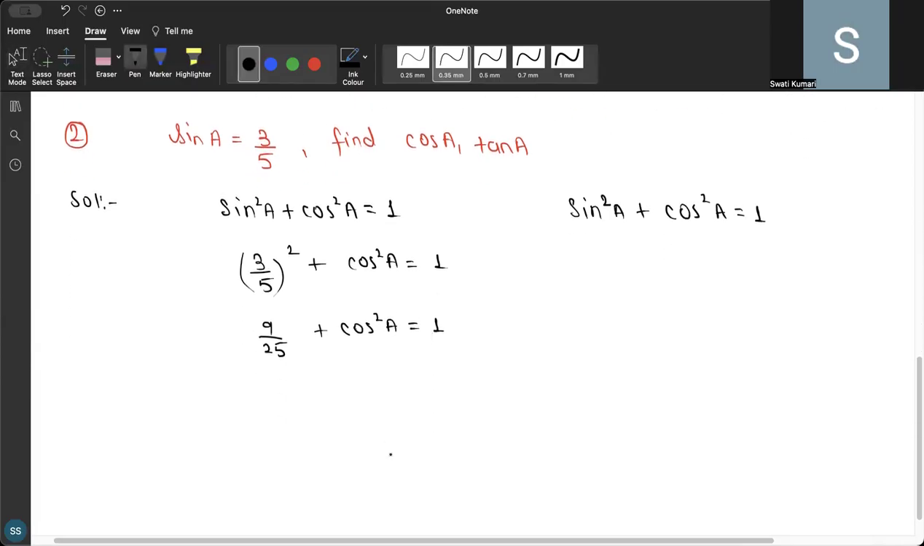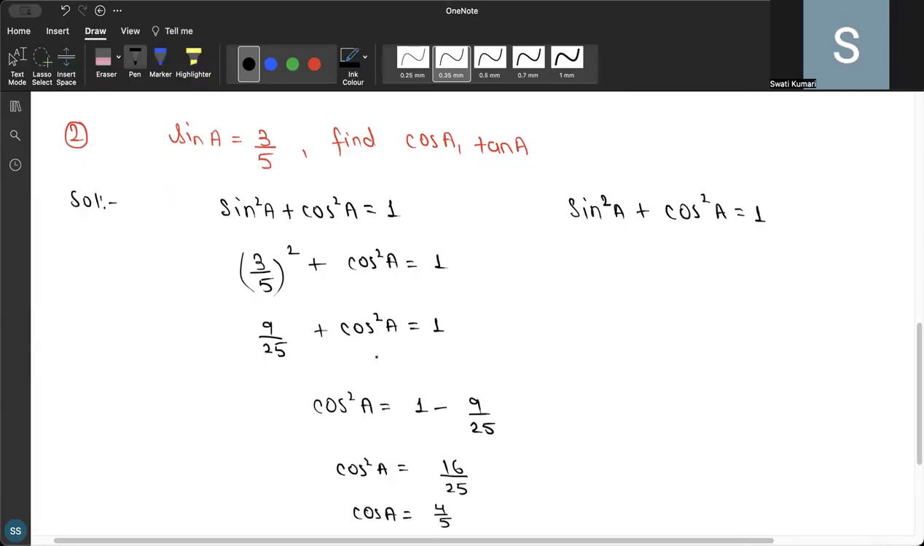So cos square A will become 1 minus 9 by 25. If you take the LCM here, it is 25 minus 9, which is 16 by 25. So what will cos A become? Square root of 16 by 25, which is 4 by 5.